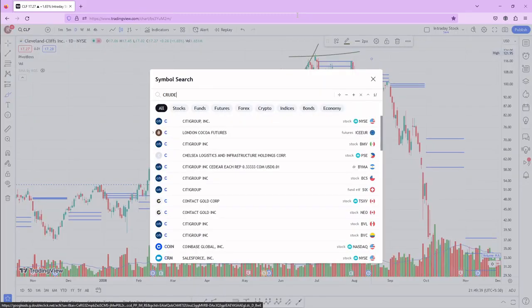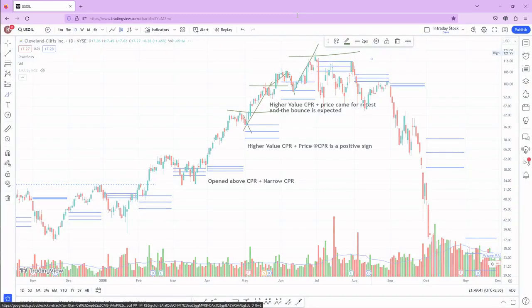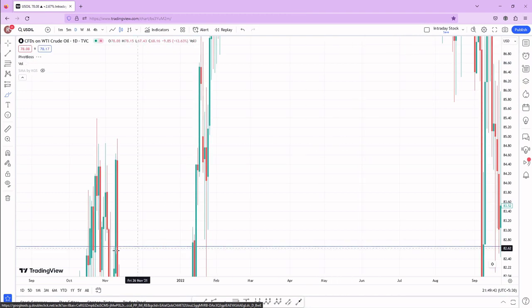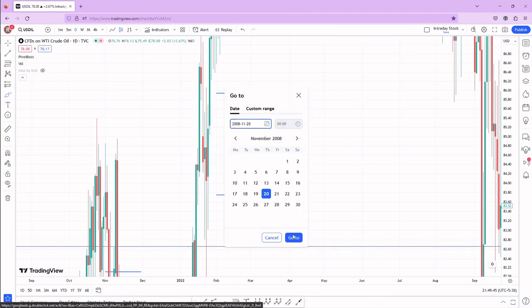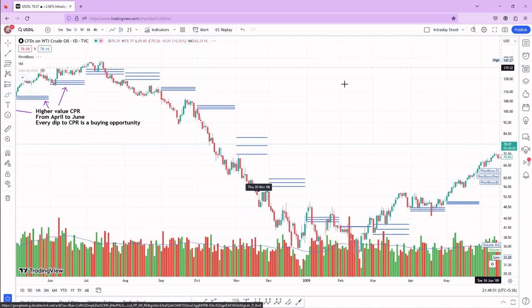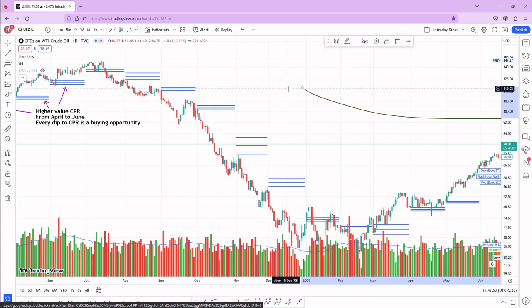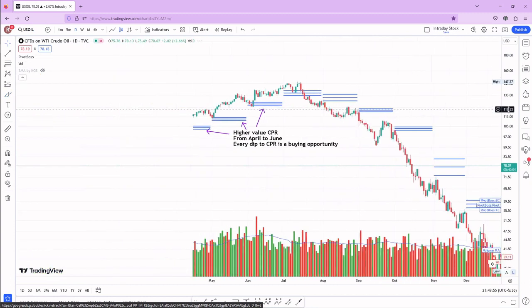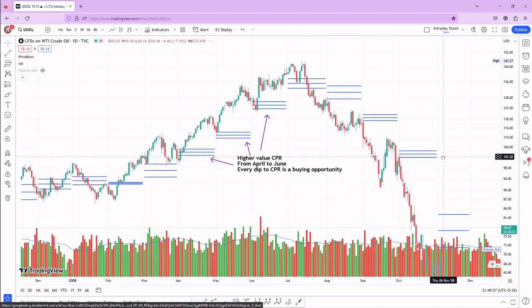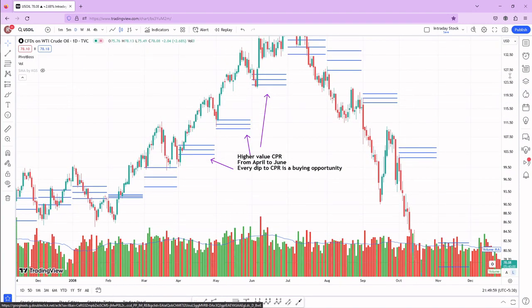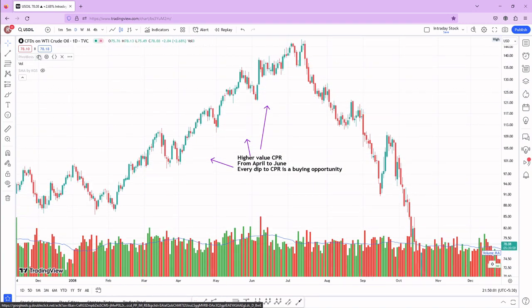Let's go to the crude oil chart. Crude oil in the year 2008, in the months of March, April, May. Okay, I'm sorry. Here it is. I need not tell anything. Okay, let me close the CPR. Let's forget about all these things.